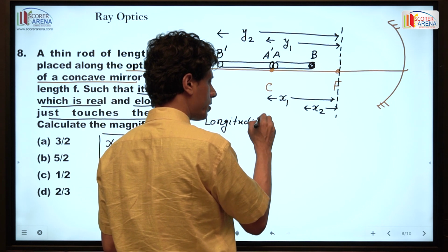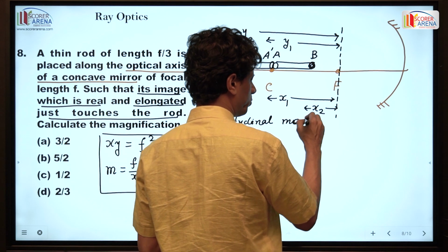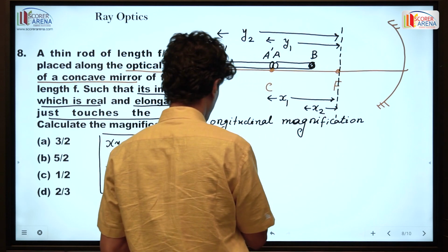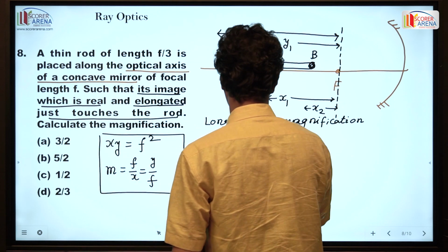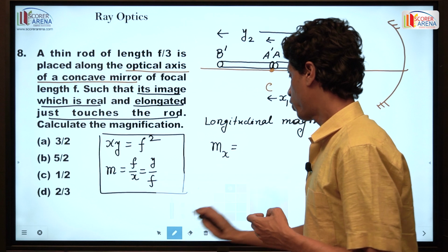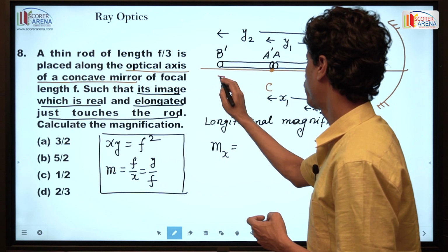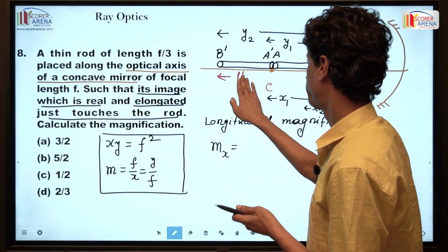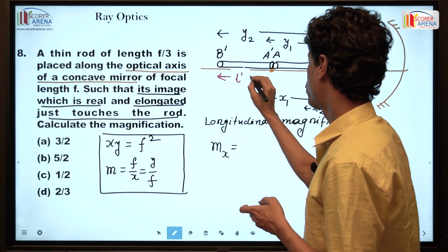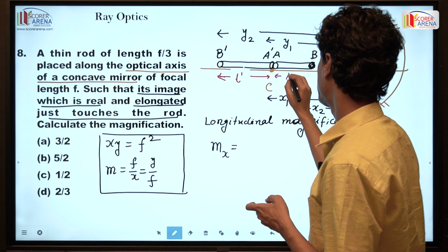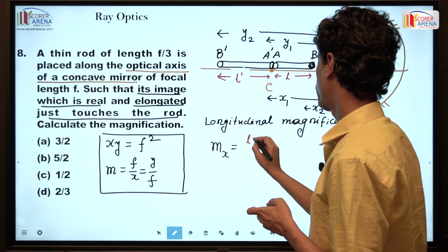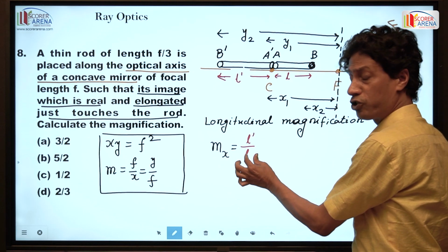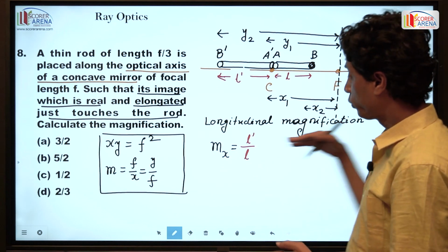Longitudinal magnification mx, that is size of image over size of object, L prime by L. This is the size of the image parallel to the principal axis, and this is the size of the object parallel to the principal axis, or along the principal axis.